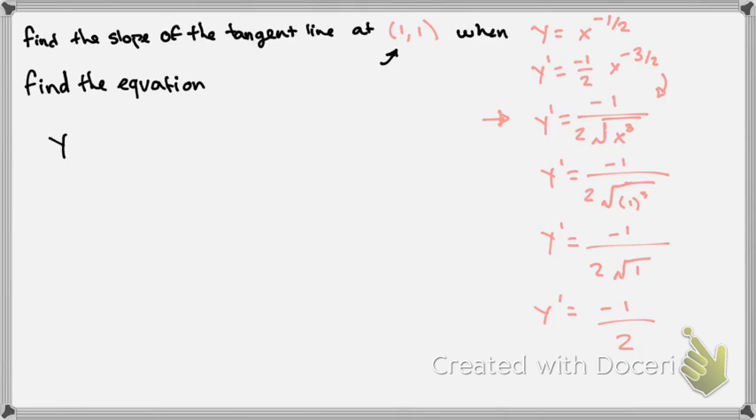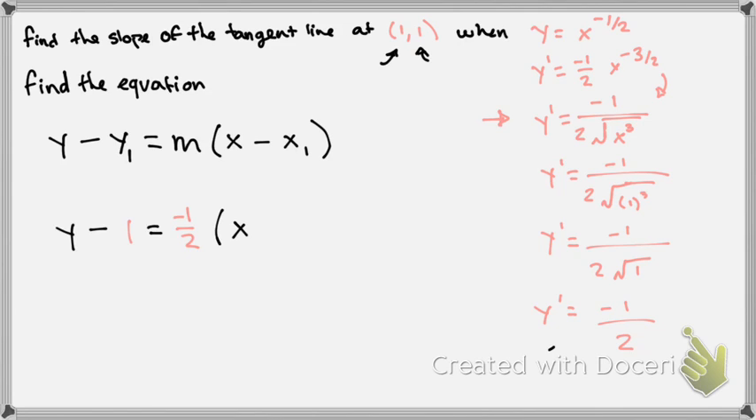Well, we can use y minus y1 equals m, which is the slope, times x minus x1. This is just the equation of a line, so we can just plug in our values. We have y minus y1, which is just a 1, equals our slope, which is negative 1/2, times x minus our x1, which is also 1. And then boom, you're done.